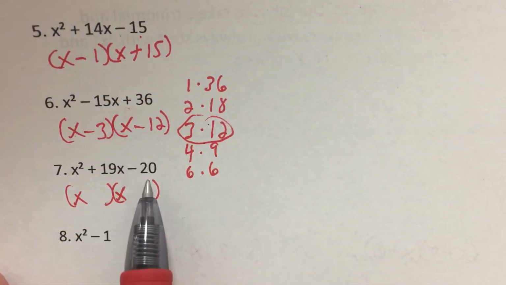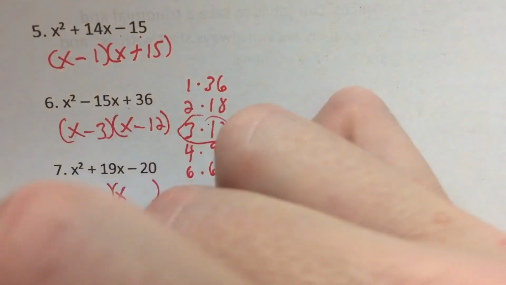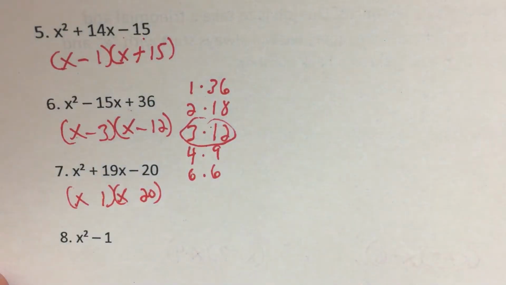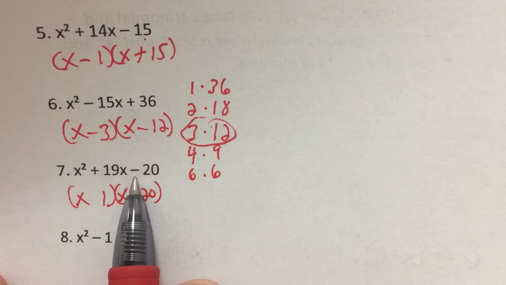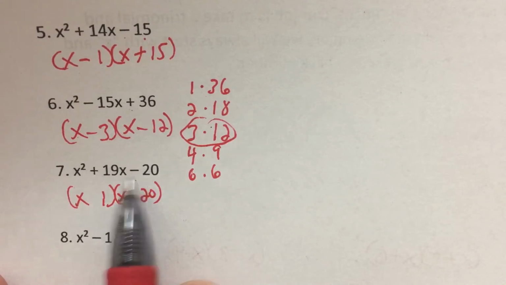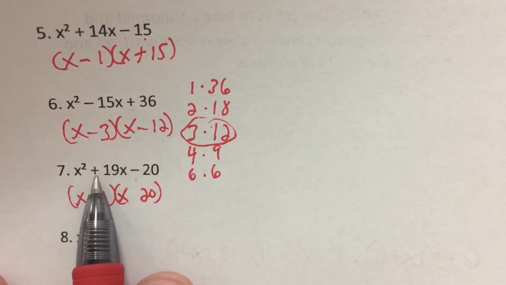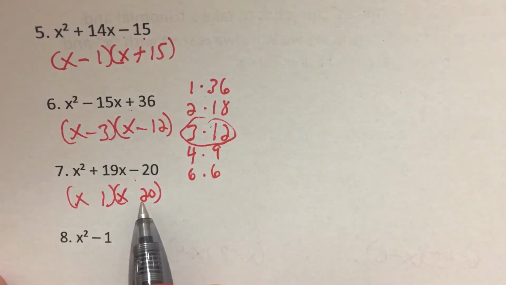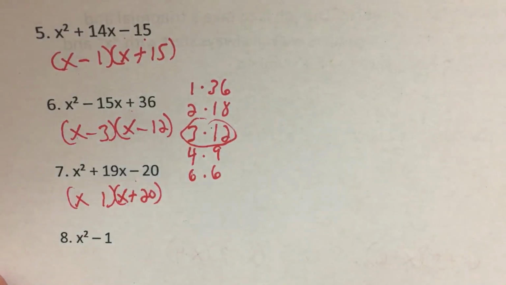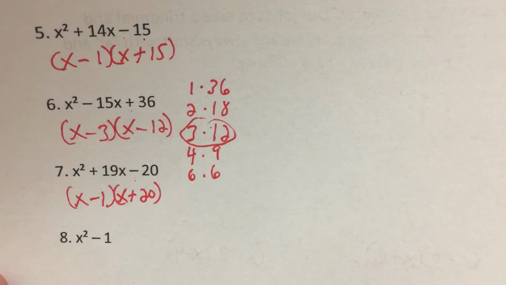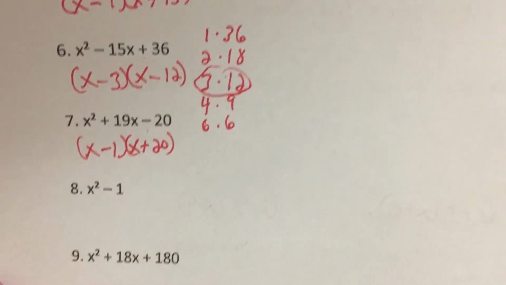Two numbers that multiply to make 20 and subtract to make 19 would be 1 and 20. Signs have to be different when the back sign's a negative, so the big number gets whatever's in the middle. The middle sign is a plus, the bigger number is 20, so we need a positive 20 and a negative 1 to get a positive 19.